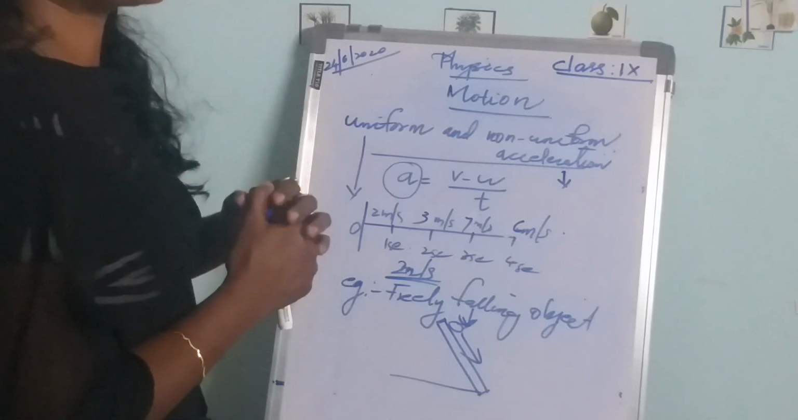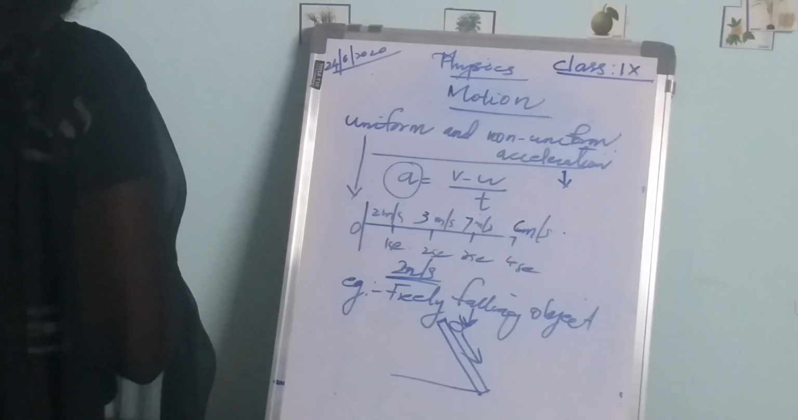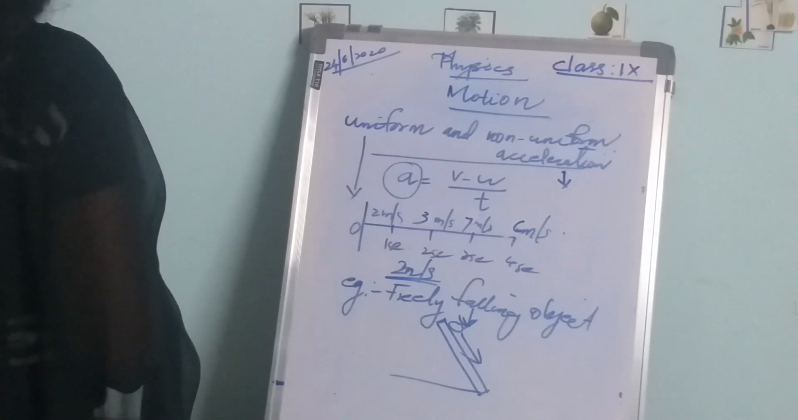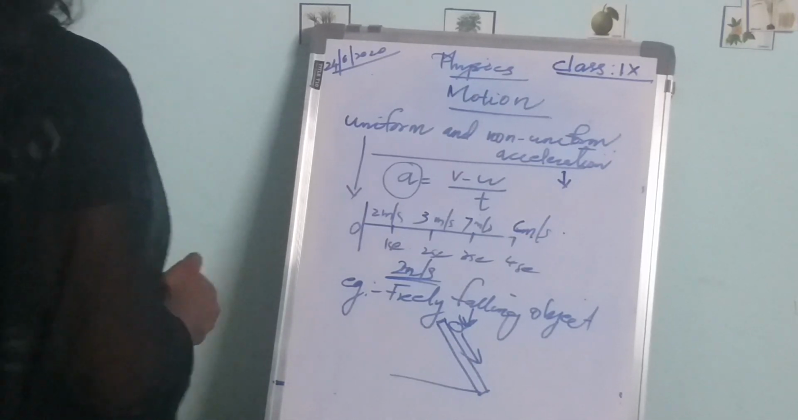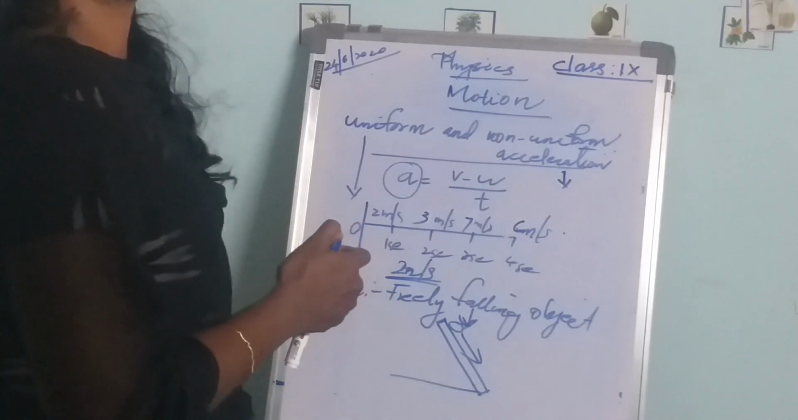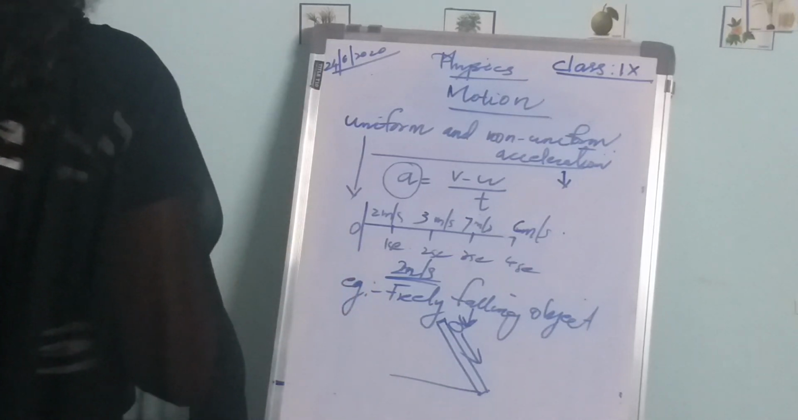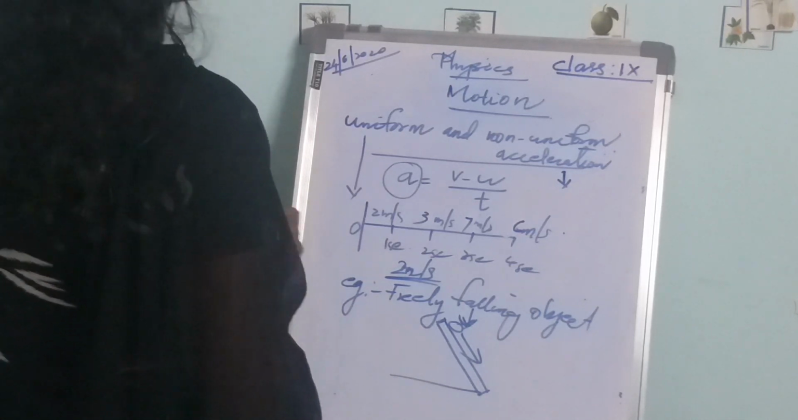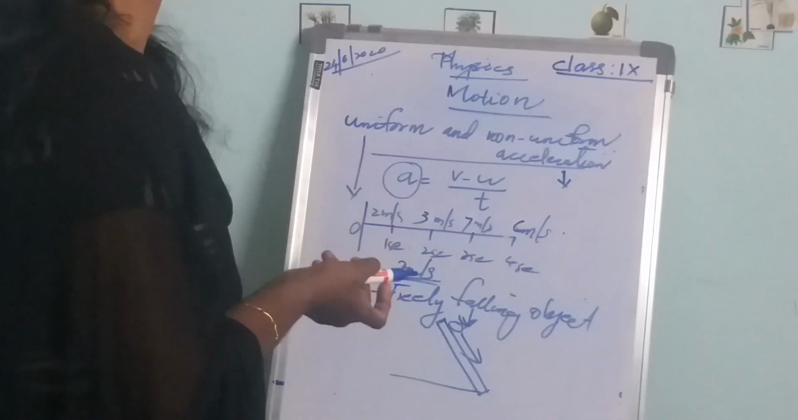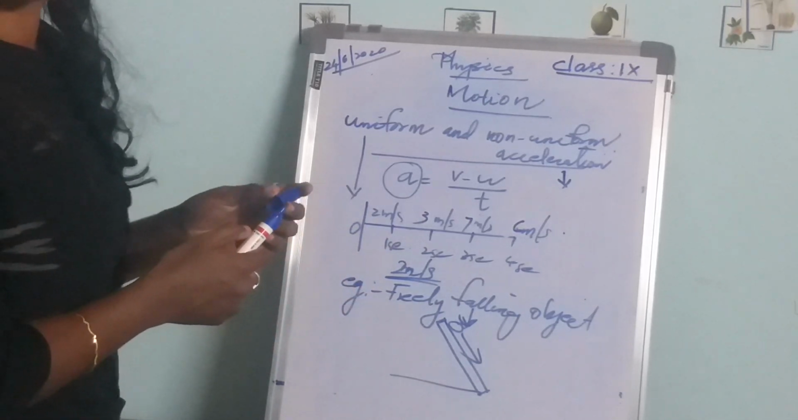If the velocity of an object changes by unequal amounts in equal intervals of time, then that motion is called non-uniform acceleration. For example, the motion of a car on a busy or crowded road can be considered as non-uniform acceleration. Also, the motion of a bus entering or leaving the bus stop can be considered as non-uniform acceleration.